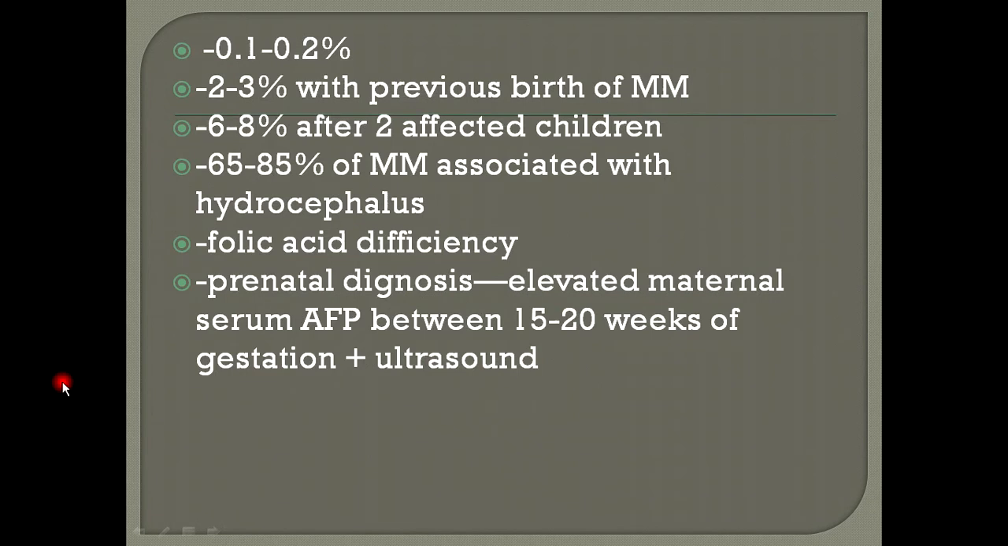The incidence of myelomeningocele is 0.1 to 0.2% of births, and when there's a previous affected case in the family, the incidence rises to 3%, and it also increases to 6 to 8% after two affected children. 65 to 85% of myelomeningocele is associated with hydrocephalus. The most probable etiology is folic acid deficiency, and the prenatal diagnosis is usually by elevated maternal serum alpha-fetoprotein between 15 to 20 weeks of gestation plus ultrasound.